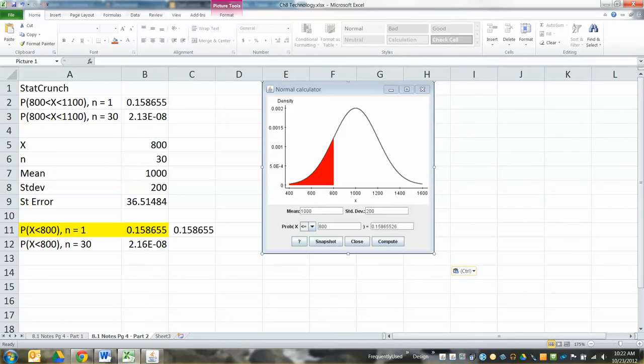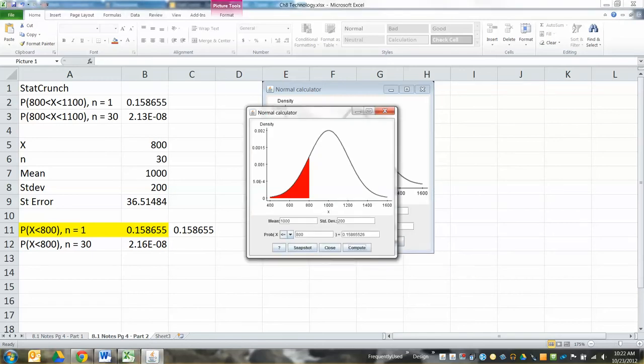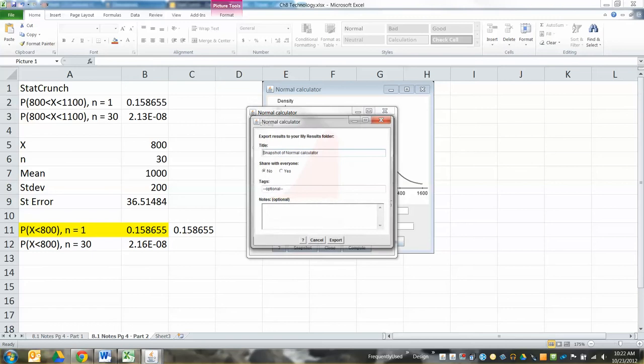You're thinking, well, Lana, how is that helping us? Well, remember, I want between 800 and 1100. So I'm going to find less than 800 right there. And now I'm going to go do it again, but I'm going to find less than 1100. Oops, 1100. Compute. There we go. Now that one I'll have to take a snapshot of. So this is 8.1 explanation part 3. Let's try that.